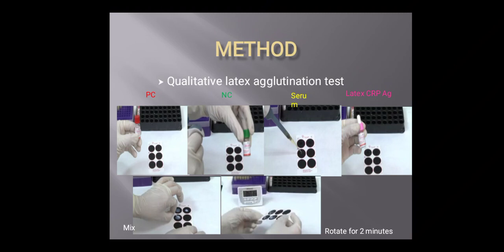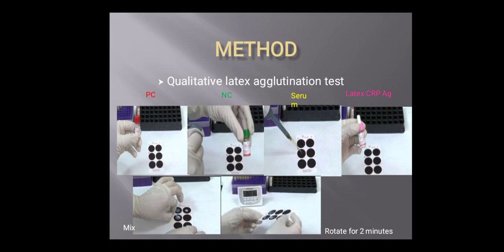After adding the positive control, negative control and the serum on the respective zones, next we have to add 1 drop of reagent, that is latex CRP antigen, in each respective zone: positive control, negative control, and the test. Next we have to mix well with the help of a mixing stick or an applicator stick, and then we have to rotate for 2 minutes. And after 2 minutes we are going to look for the agglutination.